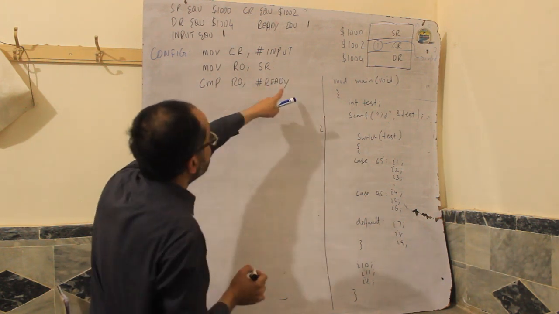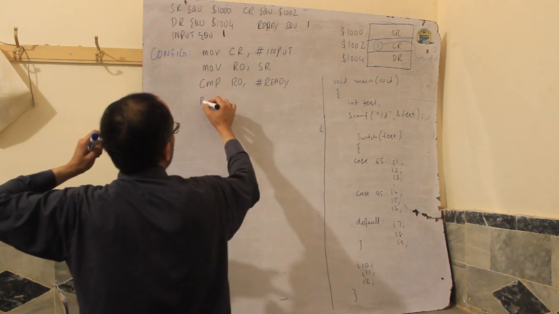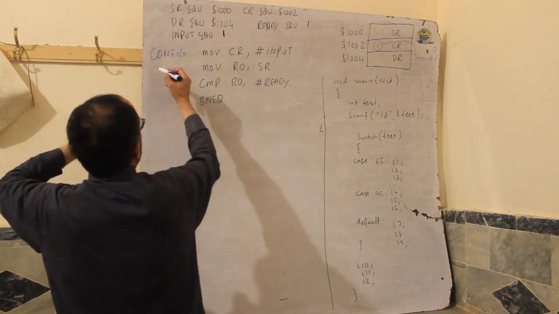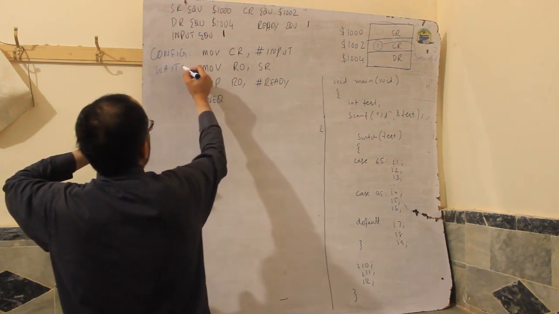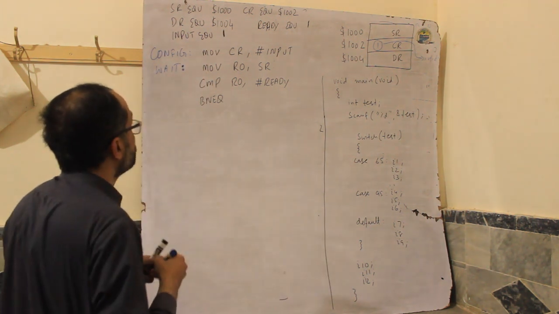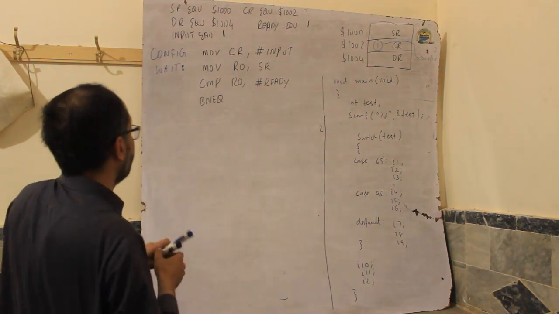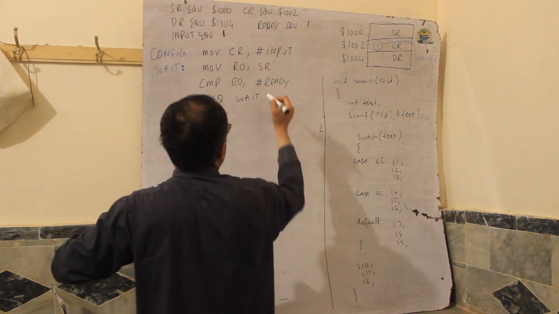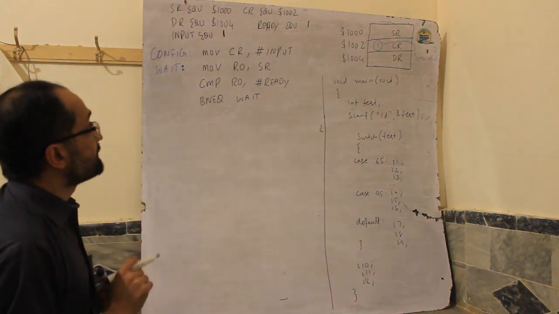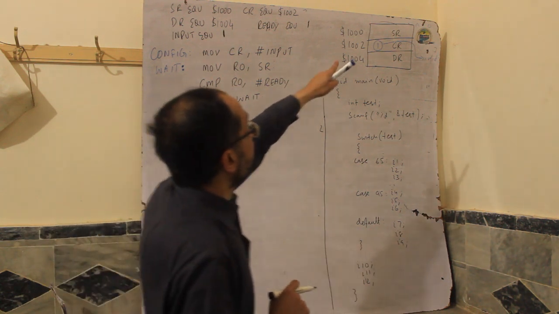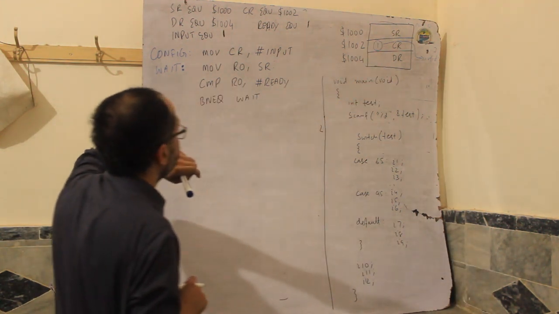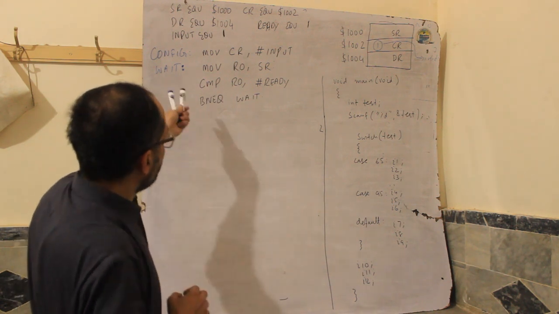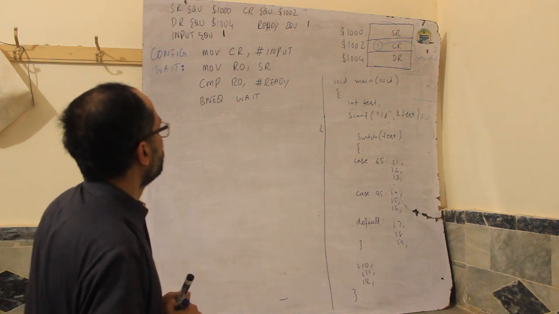ready. If the device is not ready, we have to wait for the key pressed by the user. So branch not equal, it will jump to wait. If the device is ready, this status register will contain a 1, so it will come out of the loop.